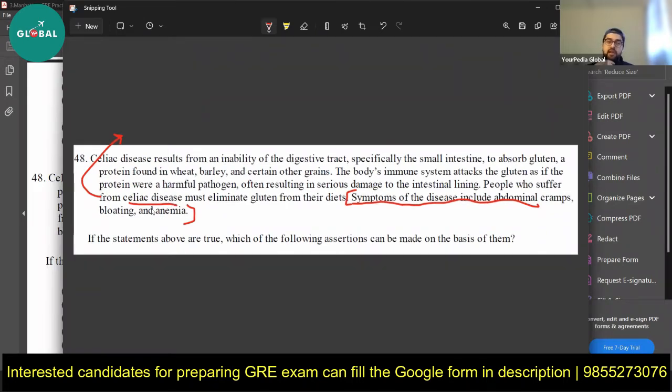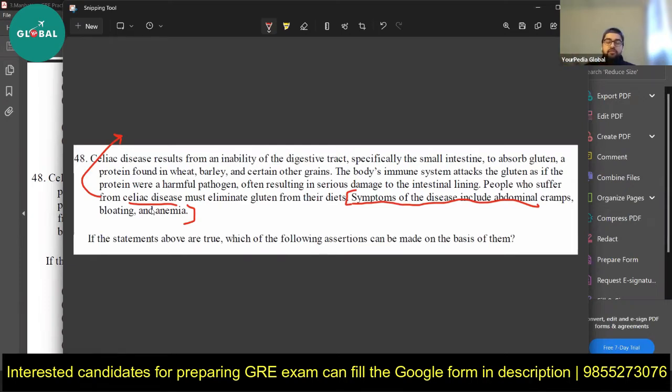If a person has this disease, then he must eliminate gluten. But it is not true that if a person eliminates gluten, he is free of this disease, that he can cure celiac disease. Are you understanding my point? So he will give you that type of option where the information is given one way, but he will give you the reverse and say this is correct, but that is never correct. You have to understand that this is like GRE aptitude.